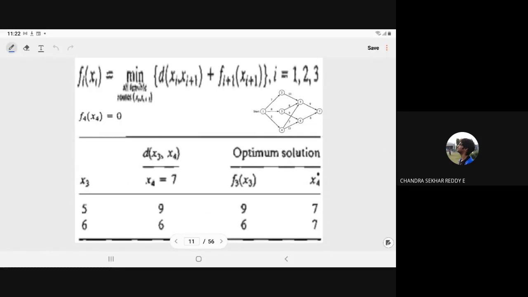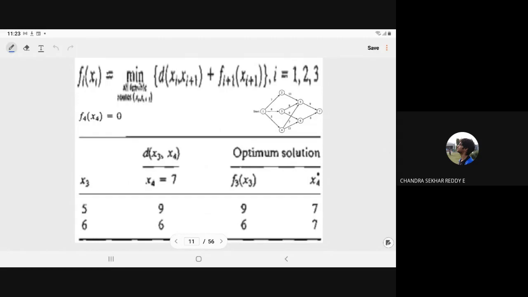But if you have to write the backward one, you have to proceed from the last node, for example node 7. For that we have the formula: f_i(x_i) equals the minimum over all feasible routes of the distance between x_i and x_{i+1}, plus the optimal value f_{i+1}. Again i can take the values 1 to 3, because we have three stages.